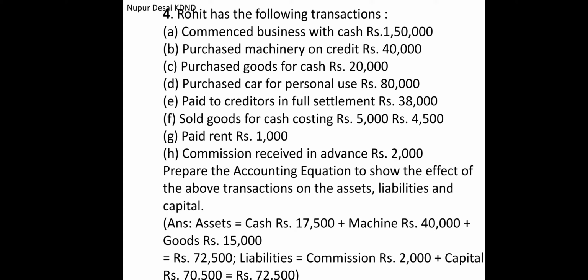Commence a business with cash rupees 1,50,000. Purchase machinery on credit 40,000. Purchase goods for cash 20,000. Purchase car for personal use 80,000. Paid to creditors in full settlement rupees 38,000. Sold goods for cash costing 5,000 for rupees 4,500. And paid rent of rupees 1,000 and commission received in advance 2,000.